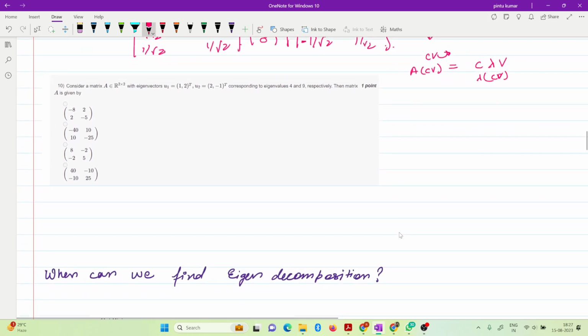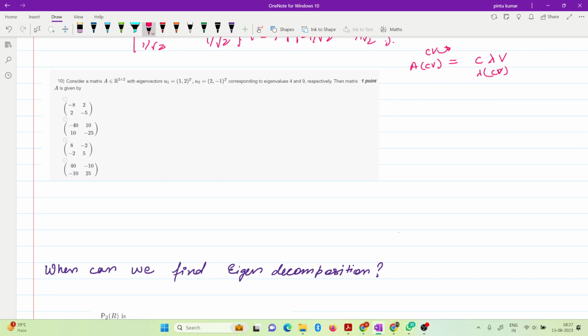Okay. So now let's get to this question. Just take a minute to read this question. So you are given some matrix. Okay. So you are given that A is some matrix, and you are given that its eigenvalues are 4 and 9. Okay. And you are also given that the eigenvectors corresponding to these eigenvalues are these two. Okay. Now they have asked you to find the original matrix. Okay. So this is the question that they have asked.